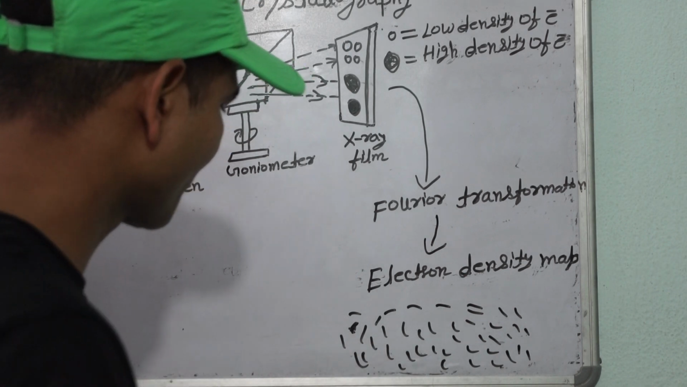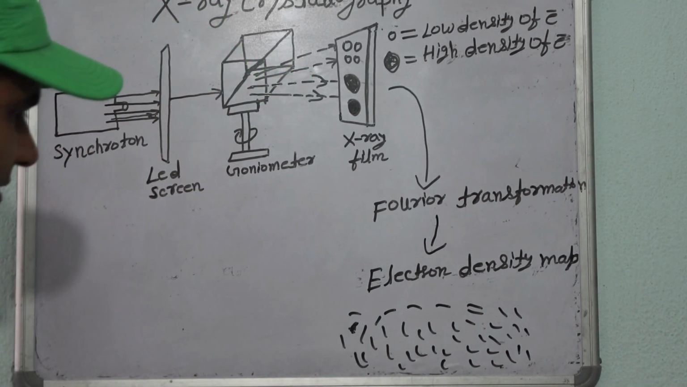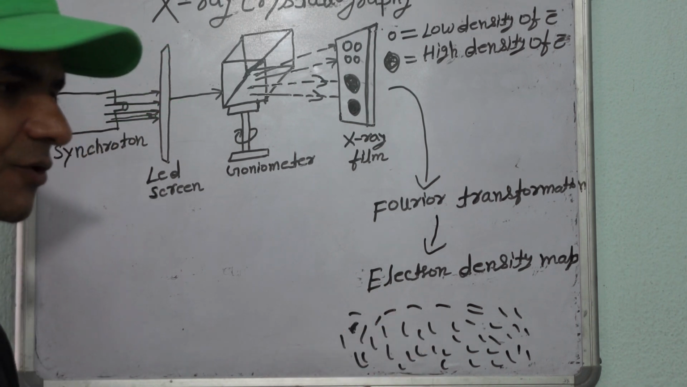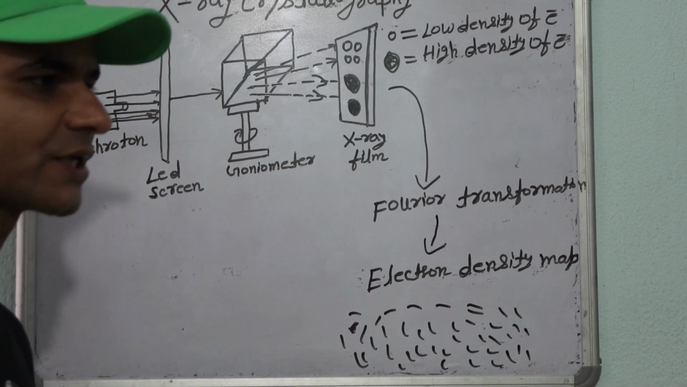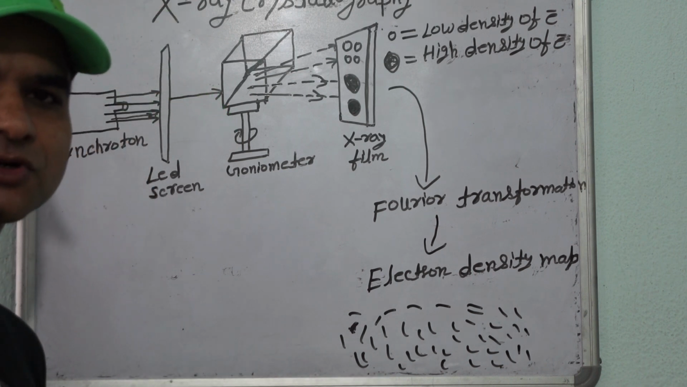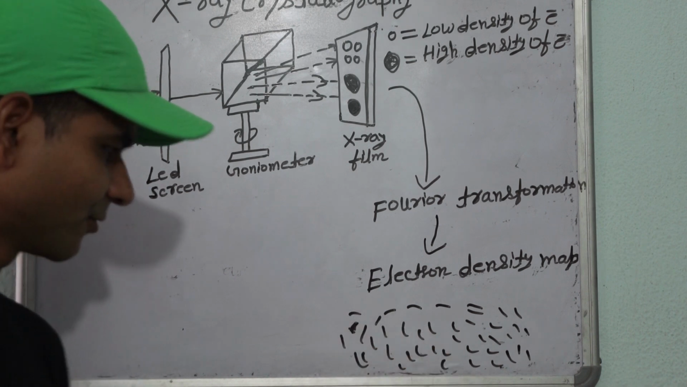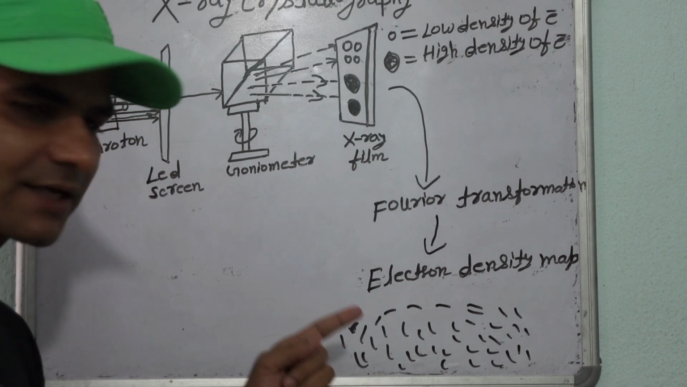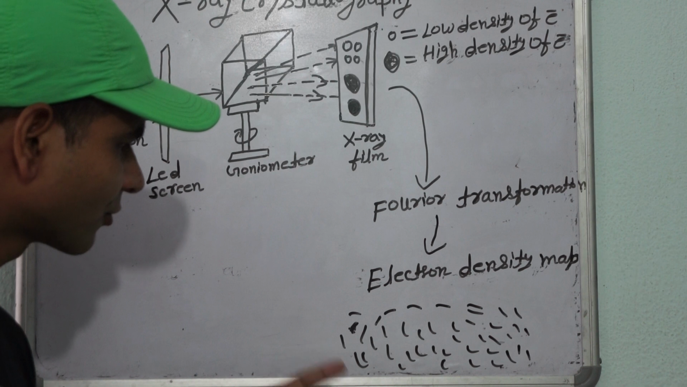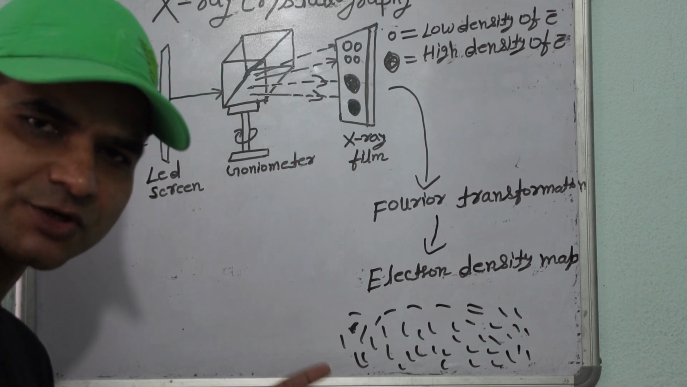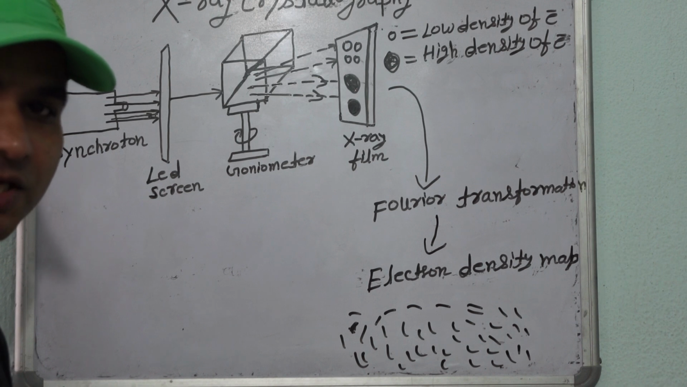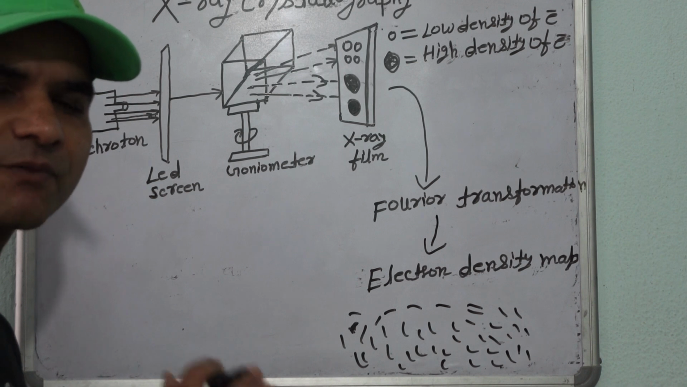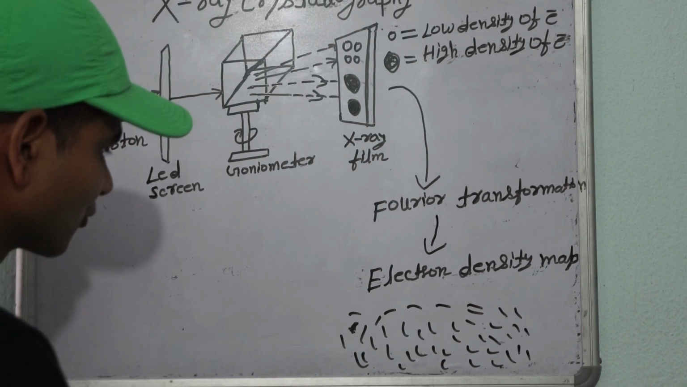Therefore, we have got data which indicates the number of electrons and position of electrons on the surface of atoms. So if you put atoms inside the electron density map according to the number and position of electrons, then you will get the three-dimensional structure of our biological sample.